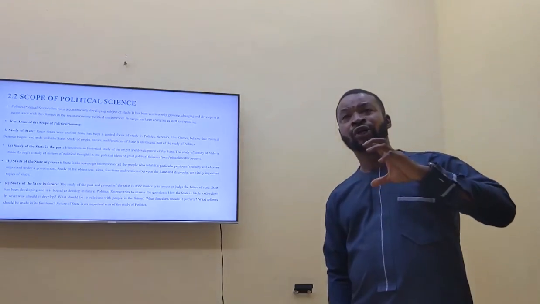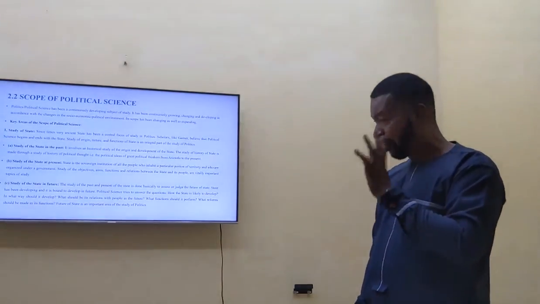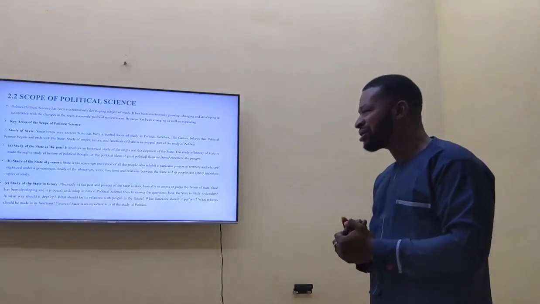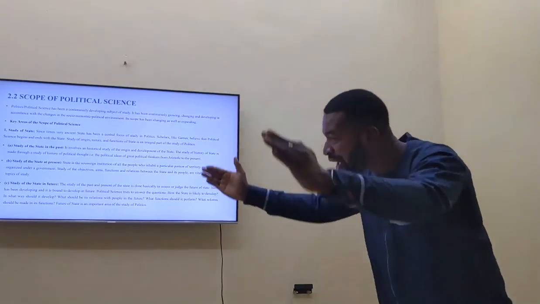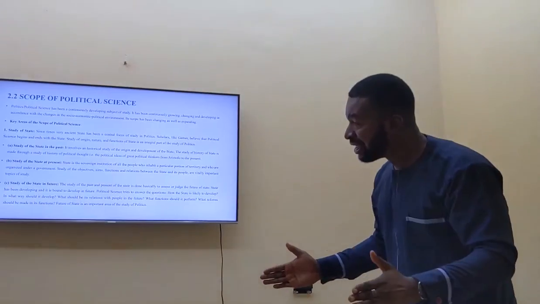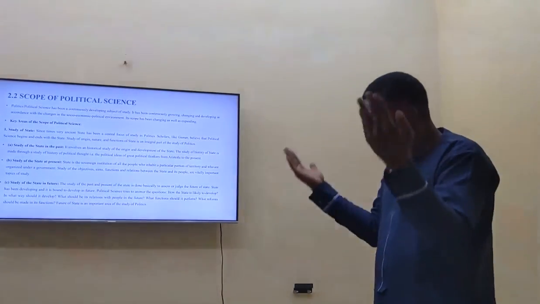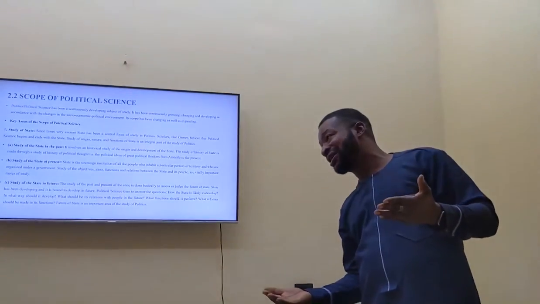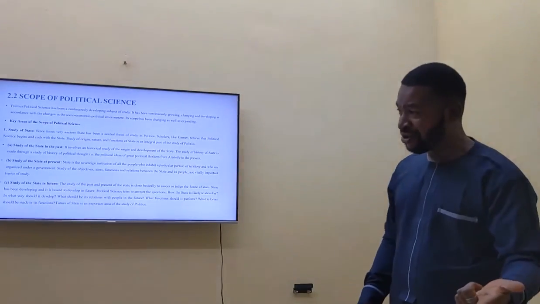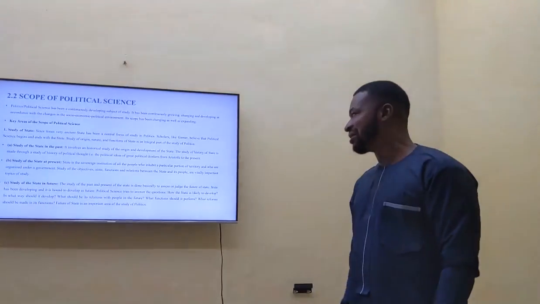We're going to look at those areas that come into play whenever you make mention of political science. First of all is the study of the state. Whenever you talk about political science, it is the study of the state. We are looking at the state as a political entity. What happens in the state? How is the state being governed? What system is used? Are we using the democratic system? Are we using the totalitarian system? What kind of party system are we using? Are we using one party system, two party system, multi-party system?